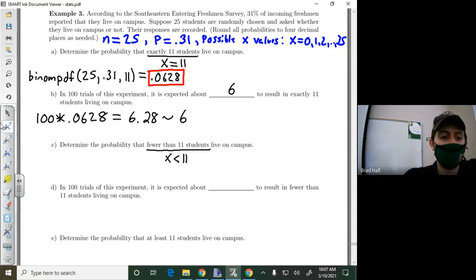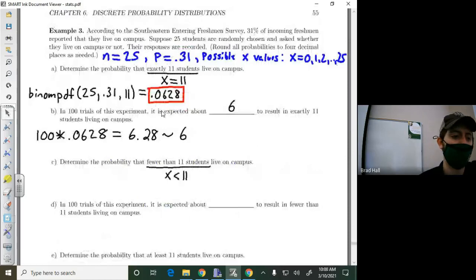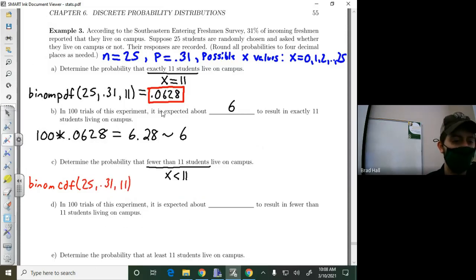So we see this, and you might instantly think, all right, this is the same problem as the one we did above, where we had an inequality. So I'm going to write this in red, so don't write this next part. So you might look at this and think, all right, this is the binomial CDF, because there's an inequality. You would put 25, 0.31, and 11. This is not correct, though.